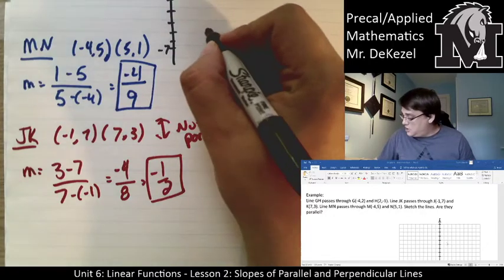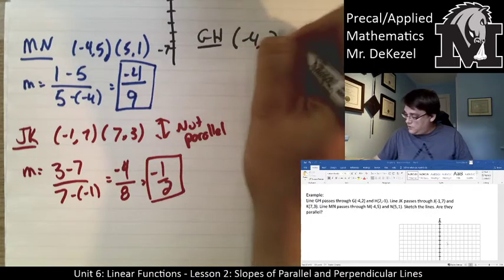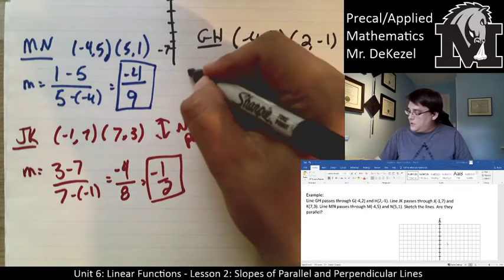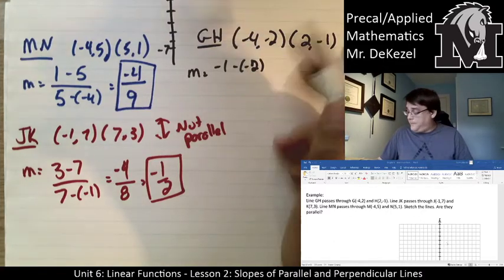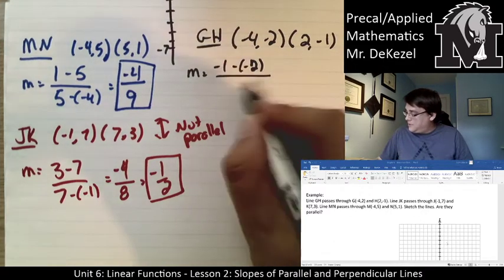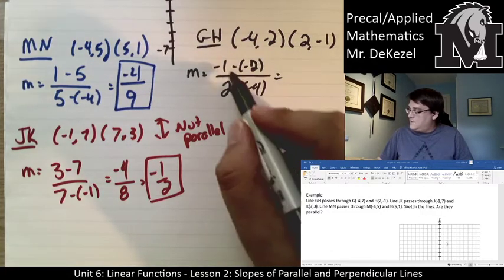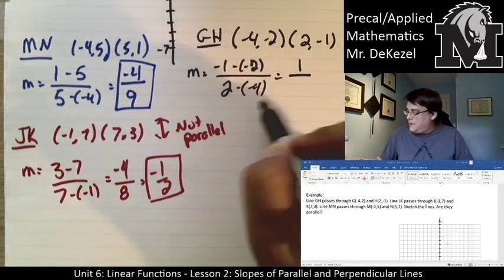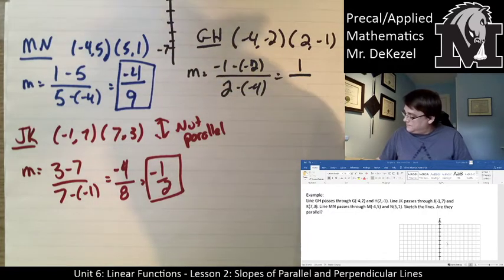So line GH, these points are minus 4, 2, and 2, minus 1. So the slope is equal to minus 1 minus 2, that's y2 minus y1. We then have on the bottom 2 minus minus 4, that's x2 minus x1. So that is minus 1 plus 2 is 1, and then 2 plus 4. Is that correct? Let me see here.